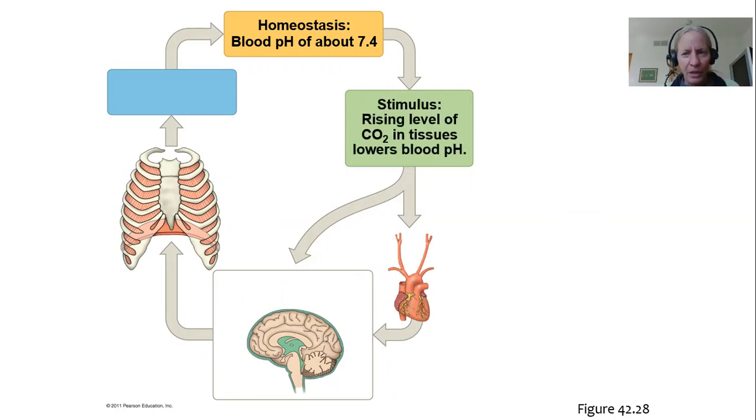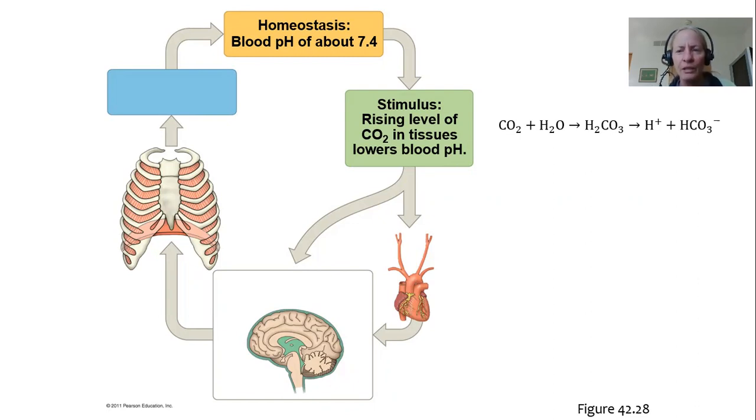So the stimulus that eventually is going to lead you to start breathing harder is rising levels of CO2, which causes a decrease in blood pH. And remember, this is because of this equation where carbon dioxide joins with water to make carbonic acid, and that carbonic acid dissociates into hydrogen ions and bicarbonate ions.